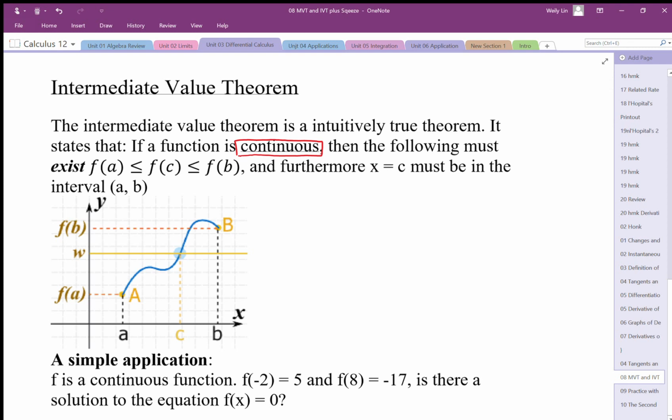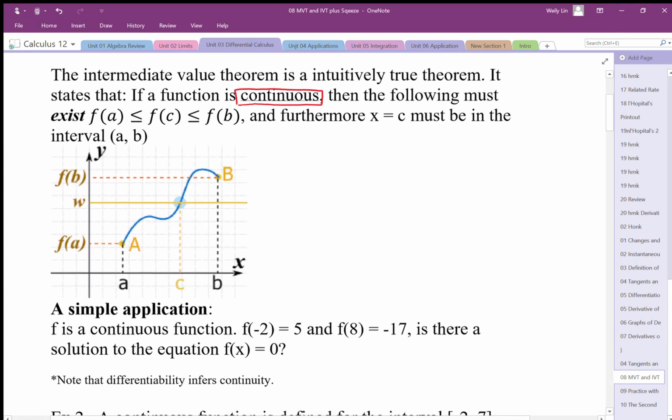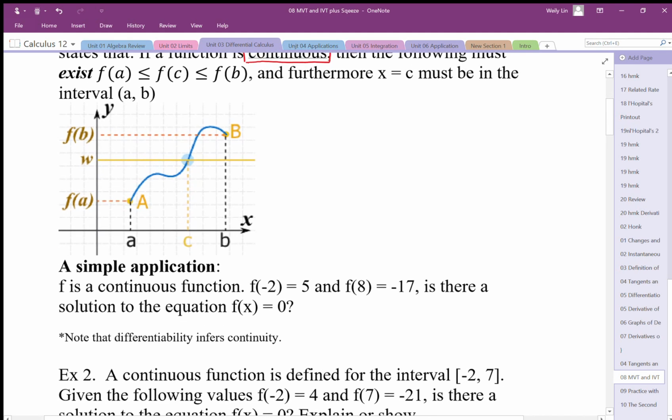Okay, and so this is a fairly simple application. If we know that we have a point at -2 and 5, and we also know that we have a point at 8, -17, the question is, is there a solution to the equation f of x equals 0? Does the y coordinate ever equal 0? Well, this must be true, okay? And this is because of the continuity of this.